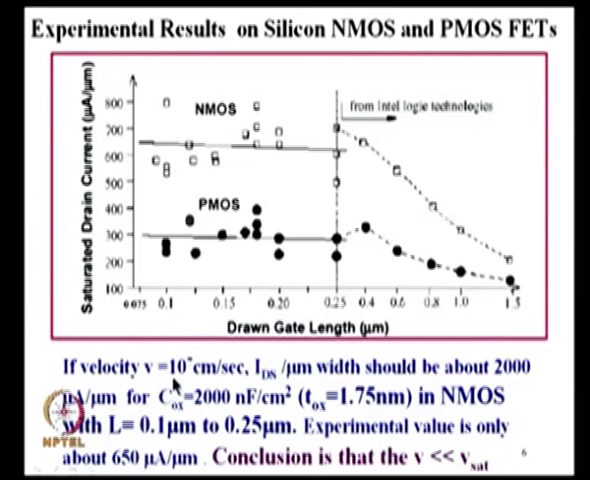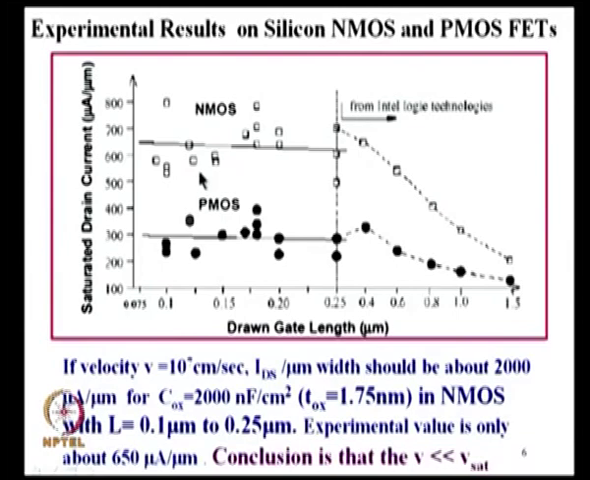So, what we are telling is, if there were velocity saturation, you would have got this current as 2000 microamperes per micrometer. What you get here is less than that, which would mean that there are two things. One is what you say is correct, that the drain current is independent of the channel length, but the velocity is not velocity saturation. There is a different velocity which is smaller than the velocity saturation. So, that is what we get from here.